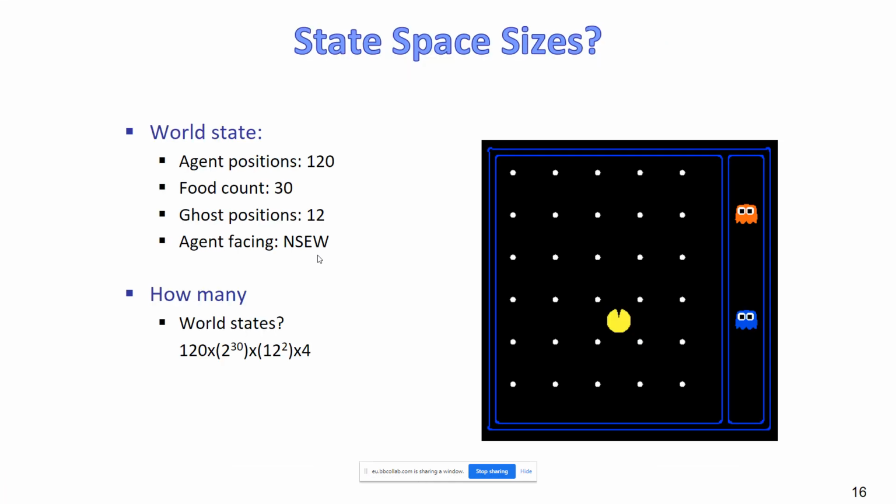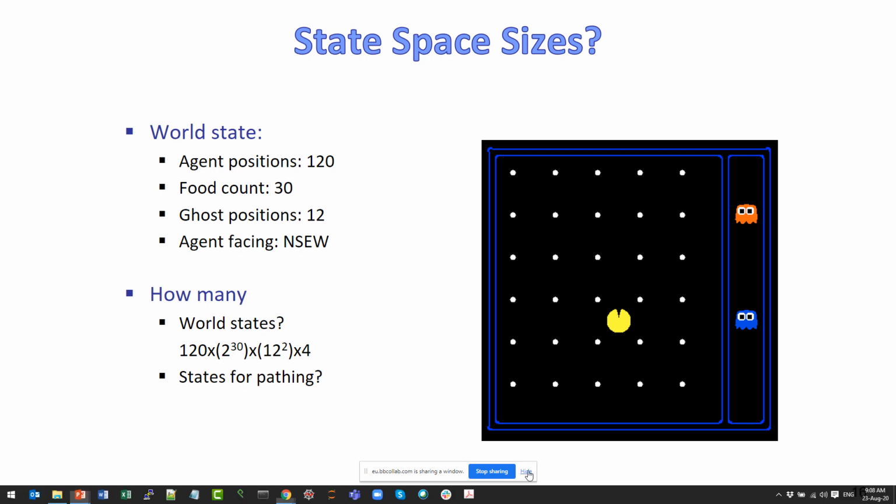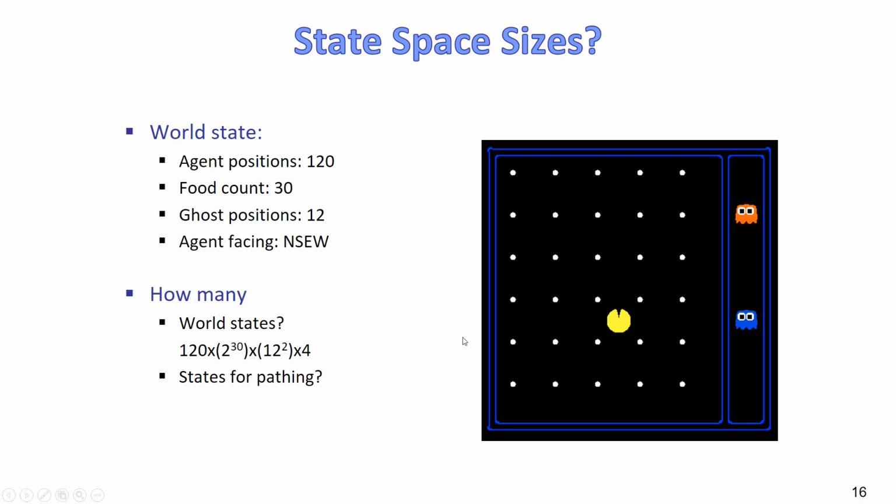Now, if we think about a specific problem like pathing only, what is the size of the state space for pathing? Not the world now. Now we are talking about a specific problem, which is pathing. What should be the number of states we have? Any idea?